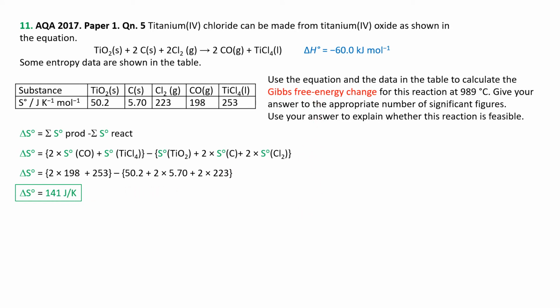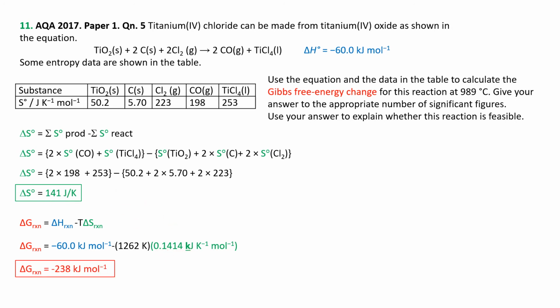Now then we wanted to calculate delta G. So delta G is delta H minus T delta S. Temperature is 989 Celsius. Pop everything in. There's our delta H in kilojoules, delta S in joules. Here's our little addition to make sure we get the right temperature there. Change, of course, the joules to kilojoules. So it's not 141 joules, it's 0.141 kilojoules. Multiply all that out, and we get minus 238.